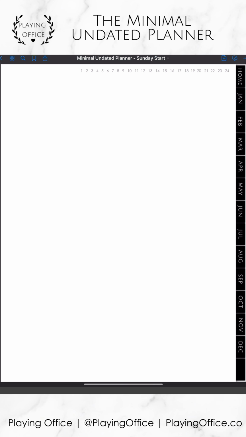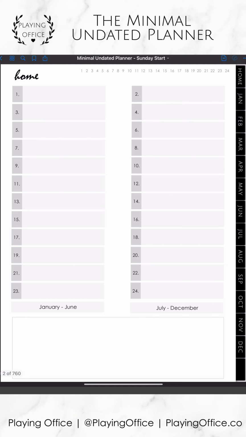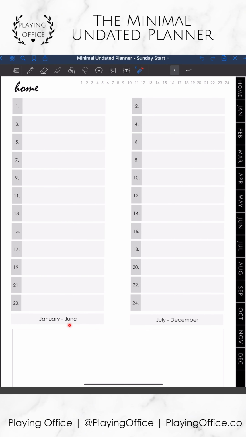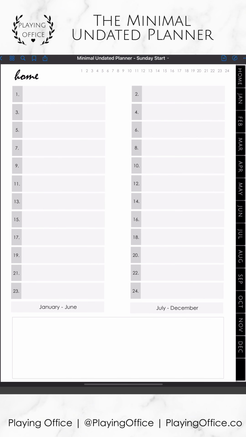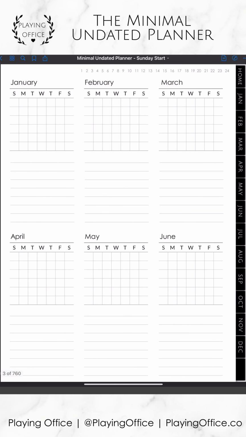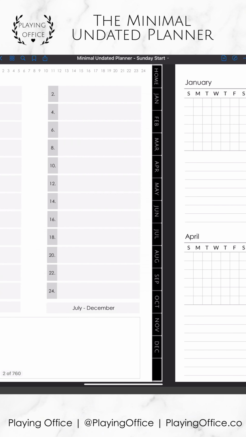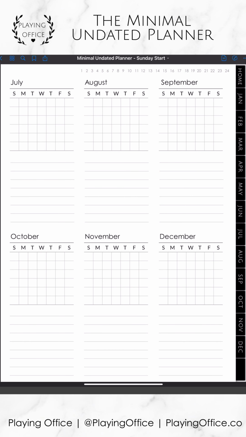Going back to the home page, you'll notice down here there are links to the monthly planning pages. So they're broken up by 6 months of the year. So you can take notes, keep track of important dates right here. And to get to that again, you just go to the home page and click on whichever 6 months you want to plan ahead for.